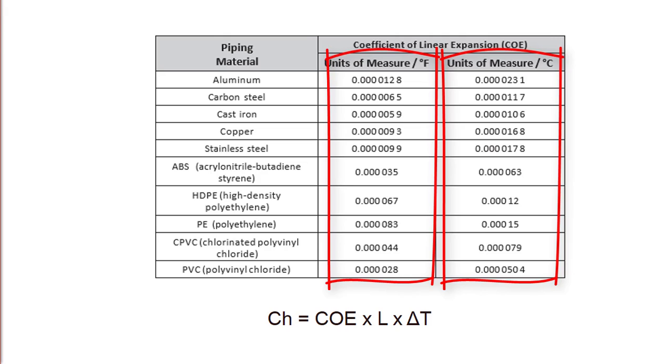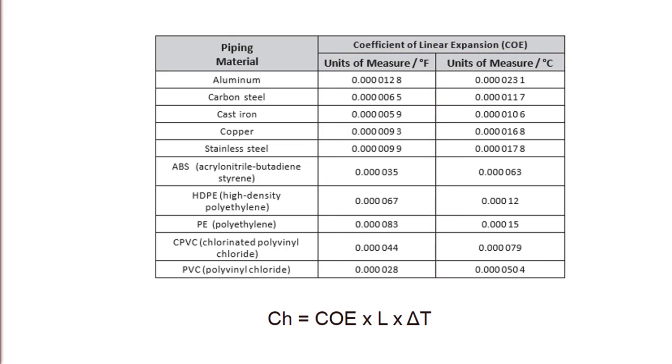If you were to compare the Celsius COEs to the Fahrenheit COEs, you would find they are all 80% larger, as that is the difference between the two temperature units, meaning 1 degree Celsius temperature change would actually be 1.8 degrees of Fahrenheit change. So of course the piping would expand 80% more.